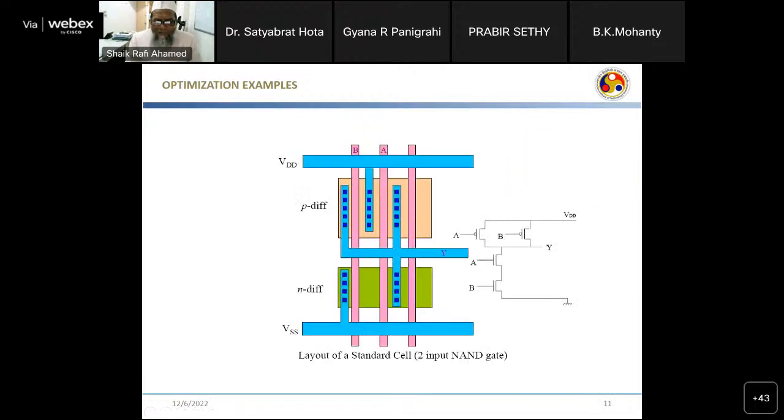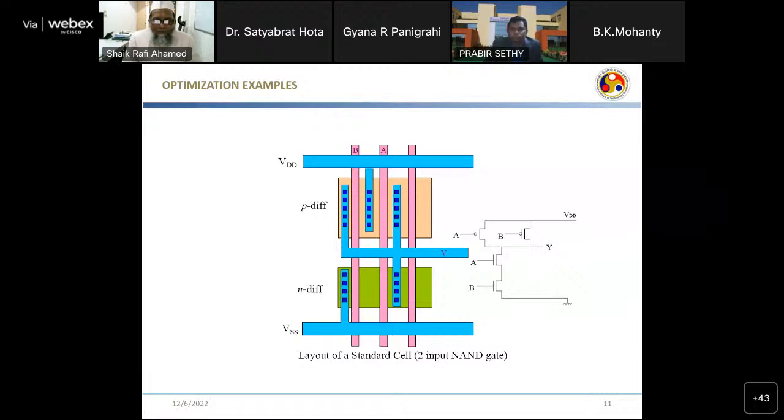Then finally we can have the layout. This is the layout of a 2 input NAND gate. Here also we can do some optimization, like placing VSS and VDD near the input terminals and all. By using that you can reduce the length of the wires. You can have this optimization at layout level also. So these are the different optimizations that you have to perform at different levels.